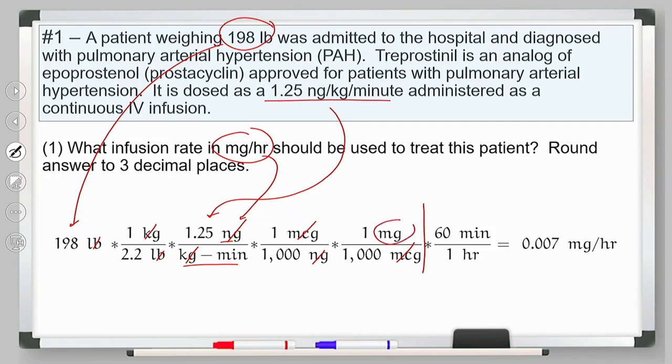So there's my milligrams. But I can't forget my minutes here. So at this point, I'm going to multiply by 60 minutes per hour. So I multiply by 60 so that minutes cancel and my final units would be in milligrams per hour. And rounding to 3 decimal points gave me 0.007 milligrams per hour. All right? So that's how I got number 1.